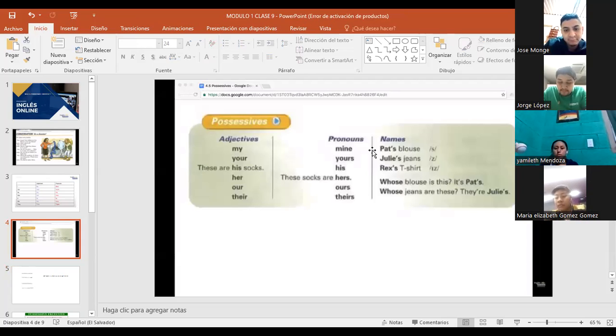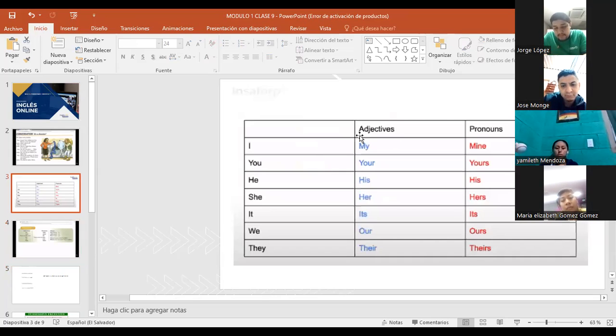Adjective pronouns, okay? Possessive. Tenemos esta. Whose blouse is this? It's Paz. Es la blusa de Paz, right? It's Paz's. Whose jeans are these? ¿De quiénes son estos jeans? They are Julie's, son de Julie, okay? So you see, tenemos, let's move on here, okay?